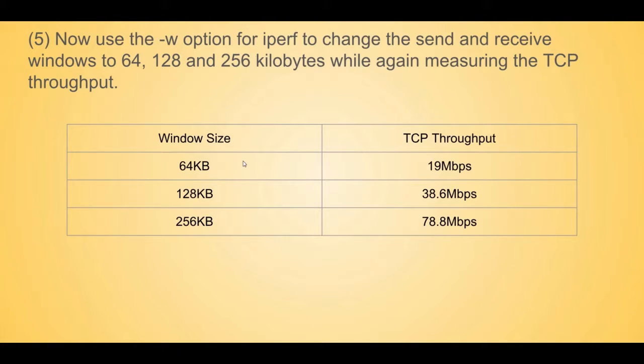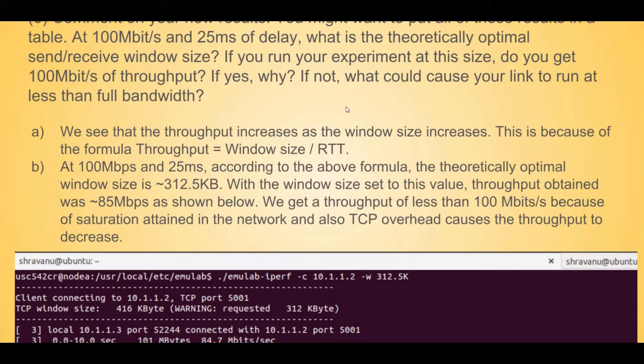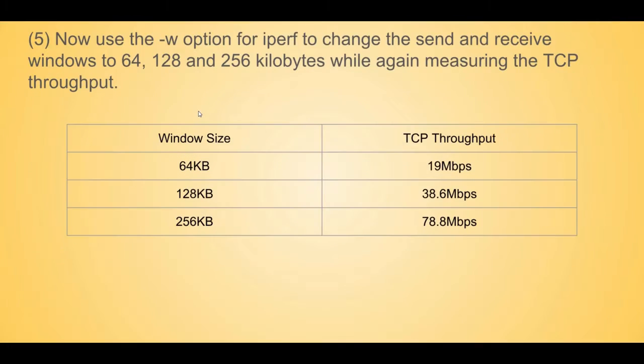For 64 kilobytes, the throughput was around 19 megabits per second. For 128 kilobytes, the throughput was 38.6 megabits per second. And for 256 kilobytes, the throughput was 78.8 megabits per second. So we see that as the window size increases, the throughput also increases.